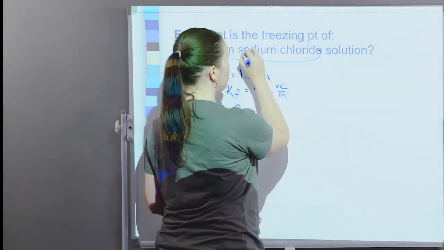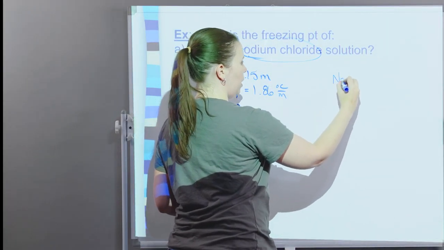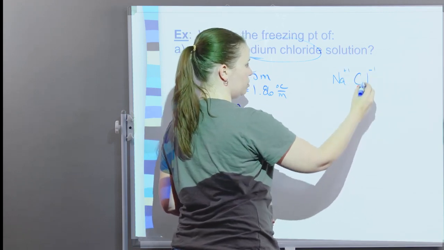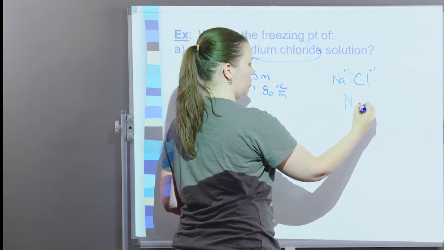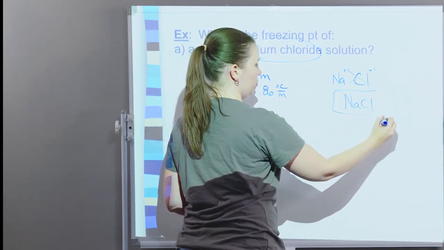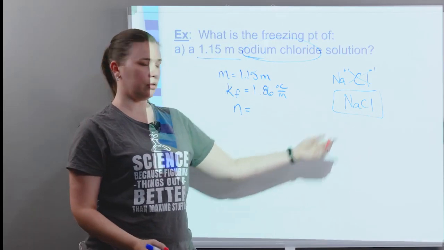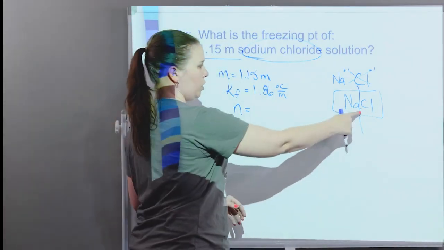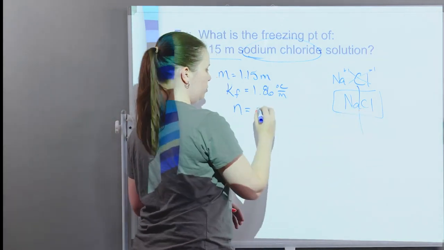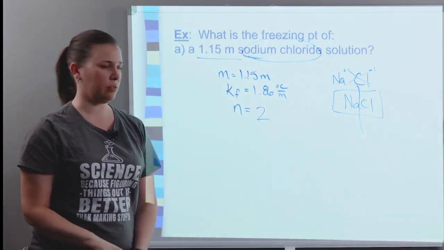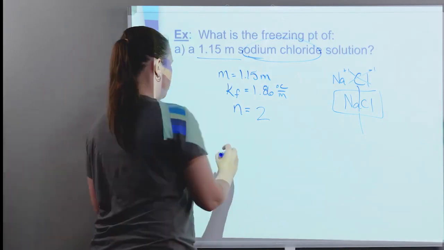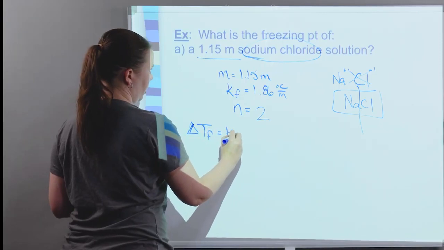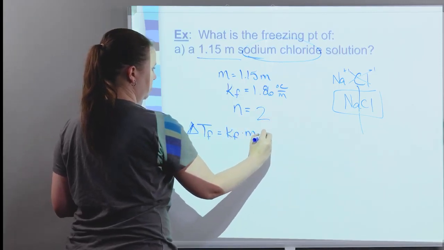So let's think about sodium chloride. Sodium would be Na with a charge of +1, and chloride would be Cl with a charge of -1. So when you do your crisscross, you get NaCl for a final compound. How many particles would this break up into if you split your sodium and your chloride? I have 1 sodium and I have 1 chlorine. 2 total ions. So n would be 2. So now I can plug this into the delta T formula. Delta Tf equals Kf times m times n.